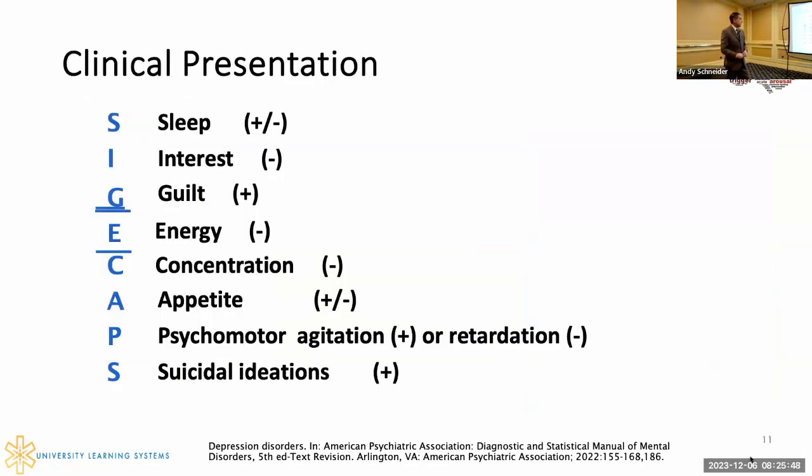Your clinical presentations, I'm sure you've seen this before, the SIGECAPS. So you have your sleep. Some people lose sleep, some people can't sleep. Those that typically have issues with not being able to sleep have this anxiety comorbidity. Loss of interest, increased guilt, no energy, some difficulty concentrating. Appetite could fluctuate, as well as your psychomotor agitation or retardation. Those that have anxiety tend to have a little bit of psychomotor agitation, and then suicidal ideation.